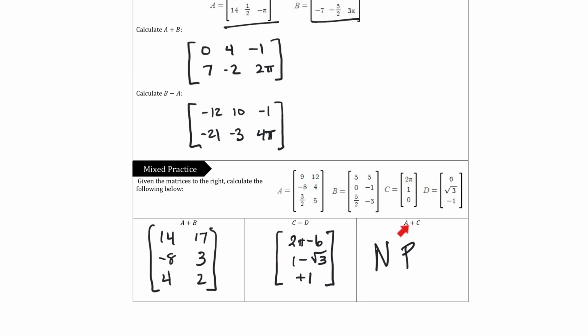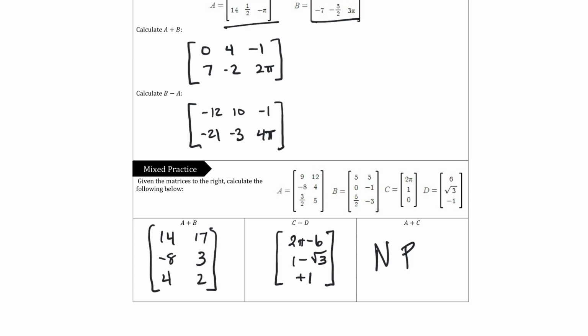I also wanted to show you here A plus C. A is a 3 by 2, but matrix C is a 3 by 1. Those do not have the same dimensions, and so therefore I cannot add them, so it is not possible, or no solution. Caution: whenever you have something like this, do not leave it blank. If you cannot do it, you need to tell me that you can't do it. That makes me think that you don't understand how to do the problem, or you didn't get a chance to try it. So always add something in there to say no solution, not possible, or anything like that.